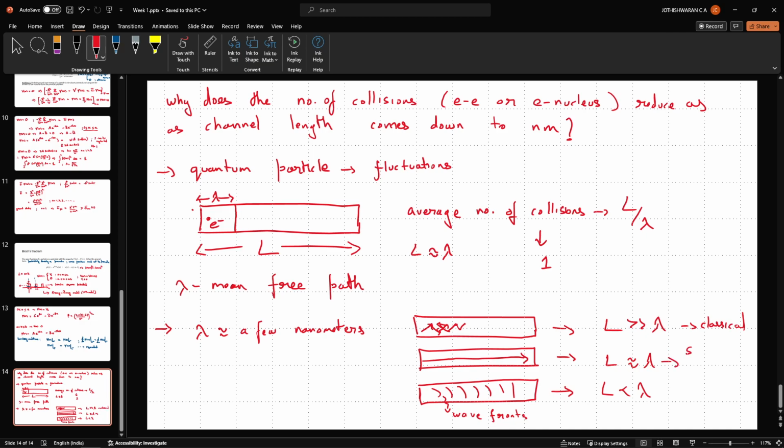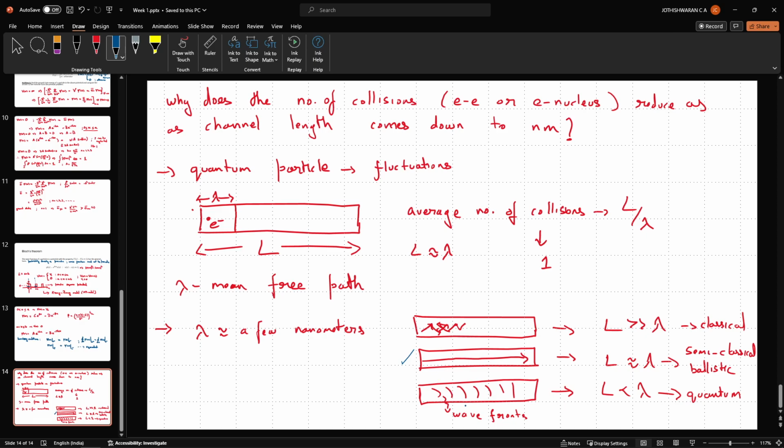This is the semi-classical regime, where I can still treat the electron as a particle, and more precisely this is called the ballistic limit. And this is the full-on quantum limit. So our primary concern is actually the ballistic limit.